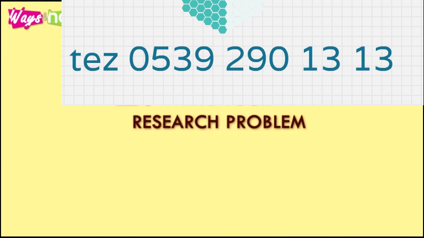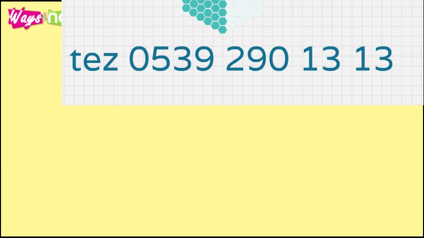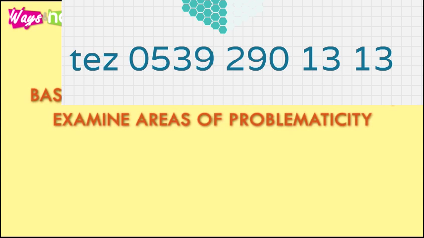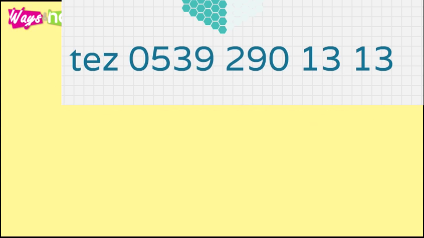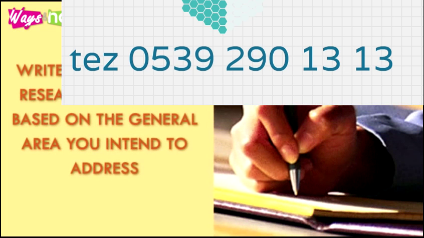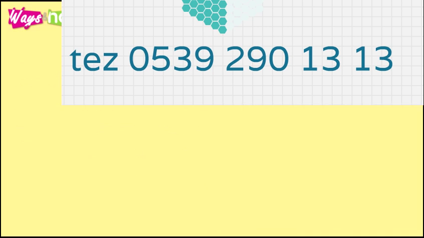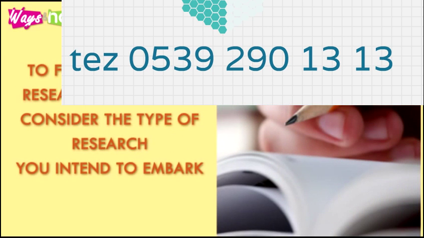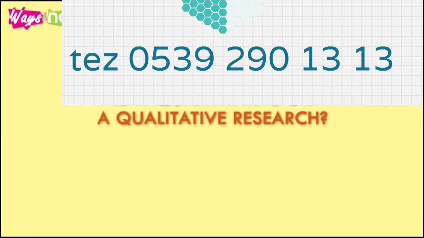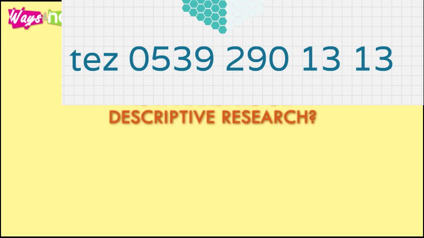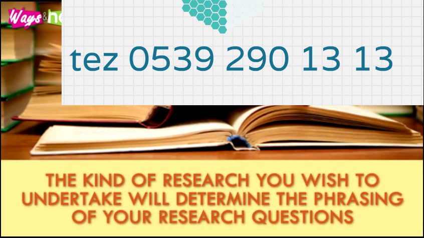2. The second step is to write your research problem. Based on the sources you have read, examine areas of problematicity. This should be your basis for writing a thesis. Write down specific research questions based on the general area you intend to address. To formulate your research questions, consider the type of research you intend to embark on. Is it quantitative or qualitative research? Is it analytic or descriptive research? The kind of research you wish to undertake will determine the phrasing of your research questions.